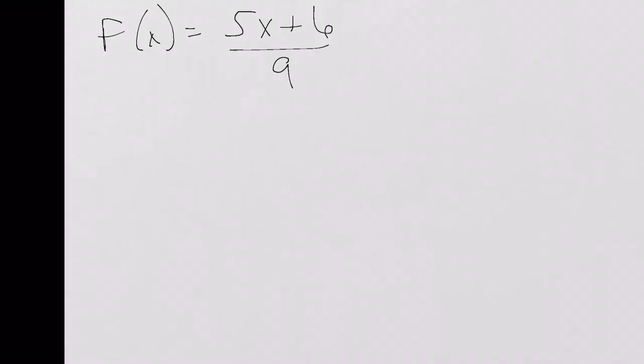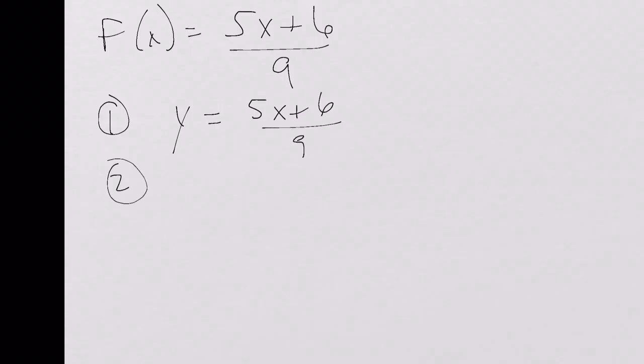Alright, so here's our question from number 6 from section 9. There are some rules in the book on finding an inverse function. The first step would be to substitute y for f of x. The second thing to do is to switch your x and your y.